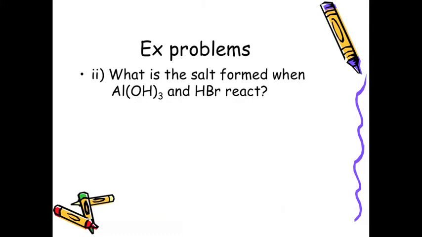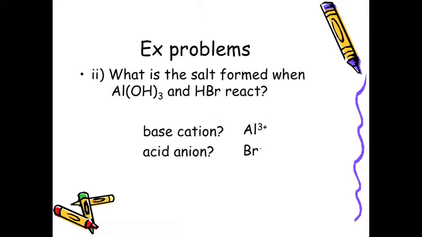Another example is where you have aluminum hydroxide and hydrobromic acid. You take the ions, aluminum and bromine, stick them together, and there's your salt, AlBr3. Notice the leftover elements here are OH and H. If you take an H and an OH, combine them together, you get H2O. So water is the only other thing that is produced from this reaction.